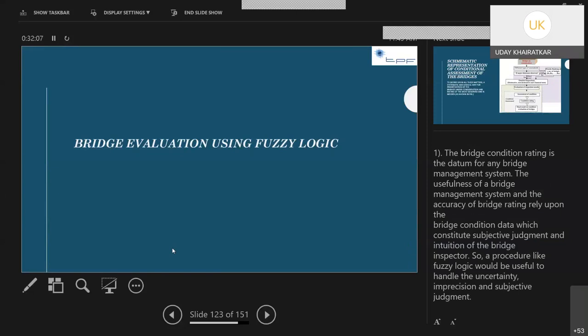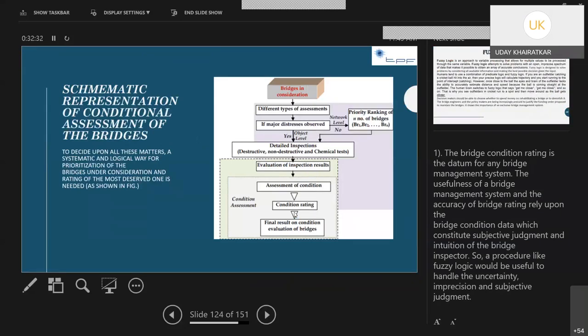So, bridge evaluation using fuzzy logic. The bridge condition rating is the datum for any bridge management system. The usefulness of a bridge management system and the accuracy of bridge rating rely upon the bridge condition data, which constitutes subjective judgment and intuition of the bridge inspector. So a procedure like fuzzy logic would be useful to handle the uncertainty, imprecision, and subjective judgment. The bridge inspector will give his own opinion depending on his experience and his intuition.